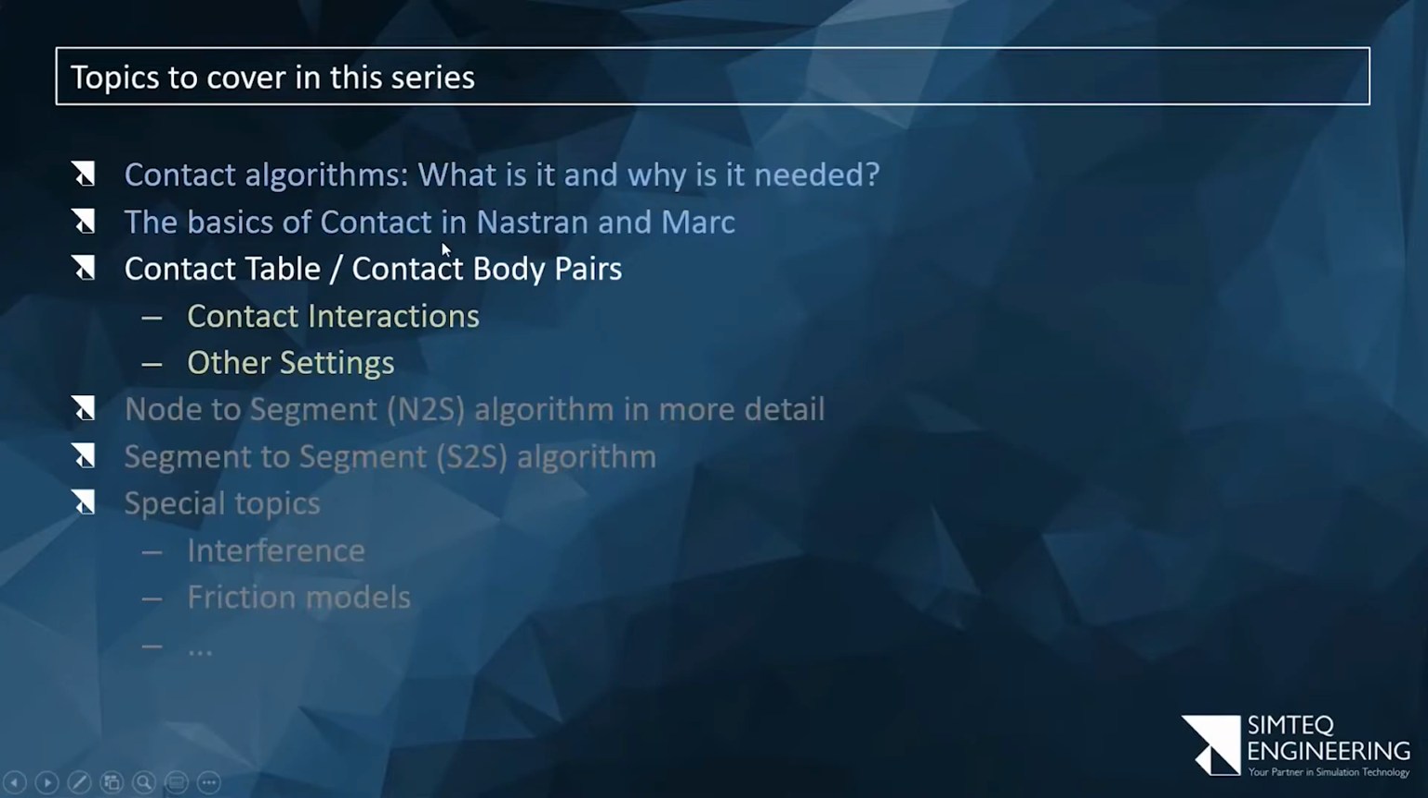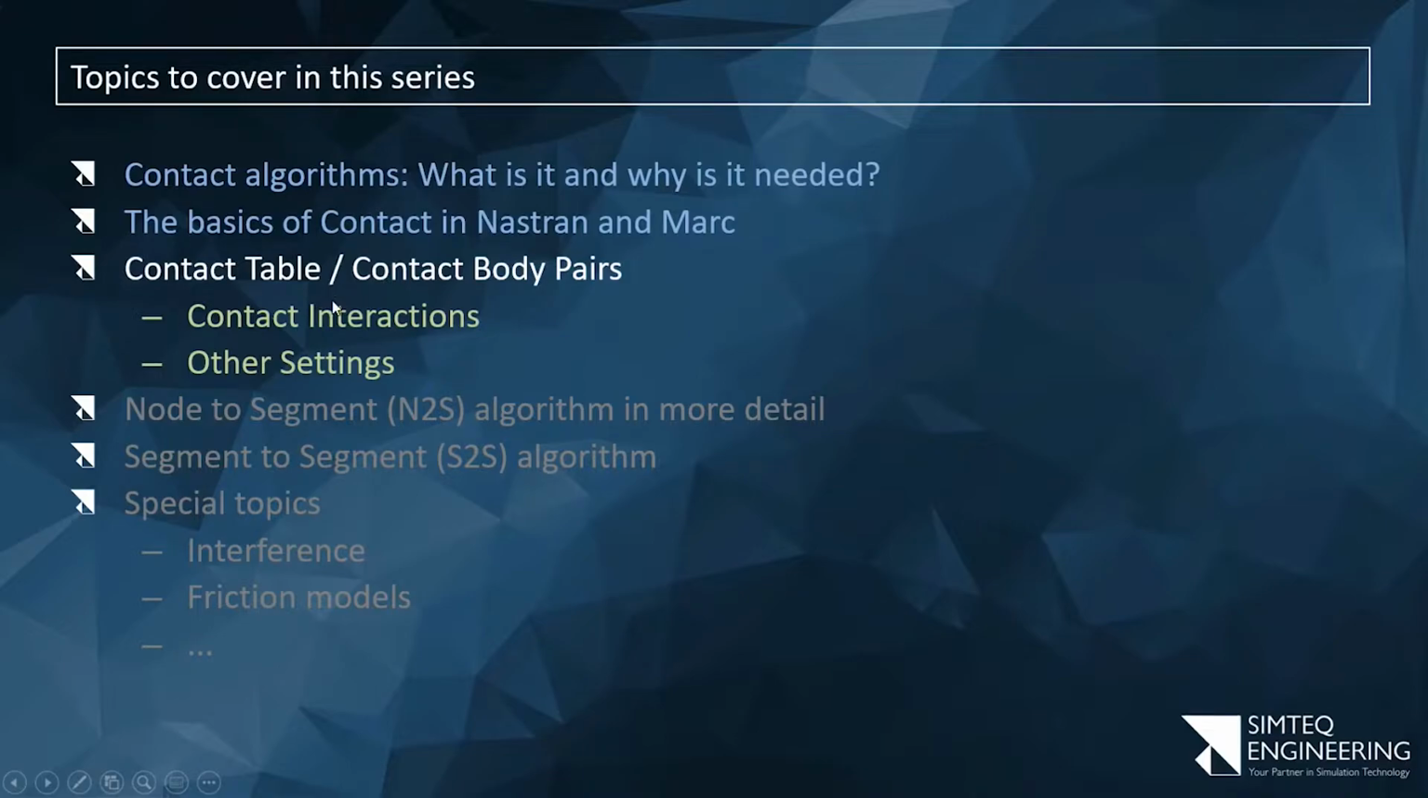Okay, so this is just the entrance slide that I had last time as well, just to show where we're going. So if we go to the next page, what we covered in the first one was contact algorithms, what it is, why it's needed, the basics of contact in Nastran and Marc. And in that, we briefly looked at contact bodies and so on. In this section, we'll spend time on the contact table or contact body pairs. Just briefly, Marc tend to use the contact table. Contact body pairs is simply a different way to look at the contact table. In Nastran, it differs a bit. You can either use a contact table or body pairs.